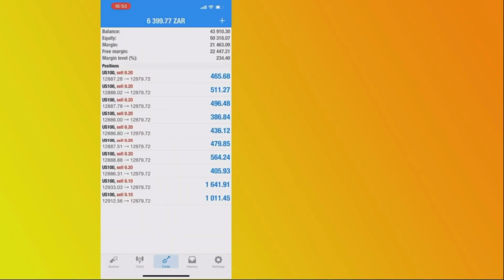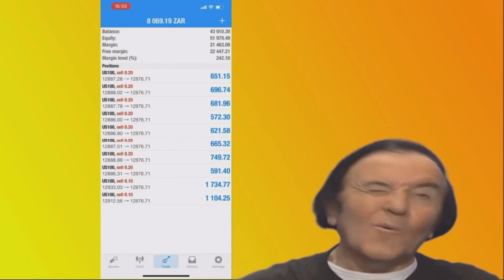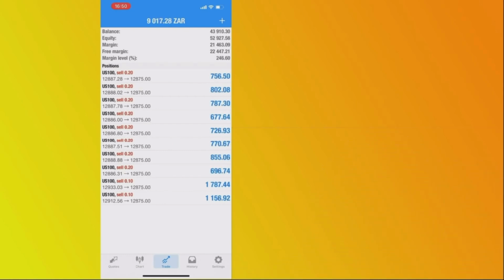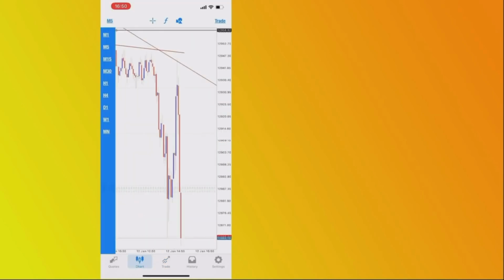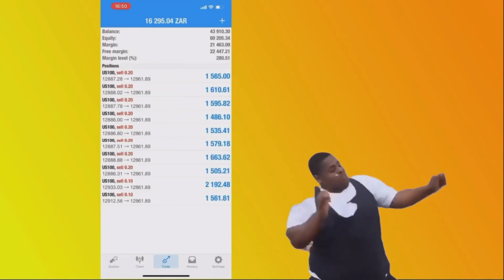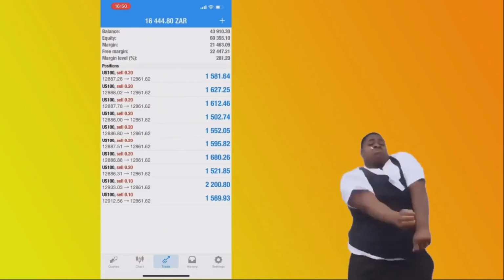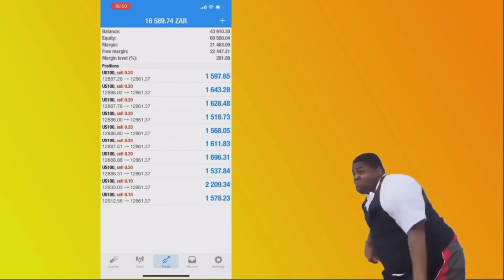Let's see how far the market can actually drop. Yo, it's dropping guys. We're in deep blues now. Let's check out the analysis. Wow, we can clearly see the New York session does move the market guys. Let's see the profits. Yo, 17k profits running guys. Let's try to take it to 20.